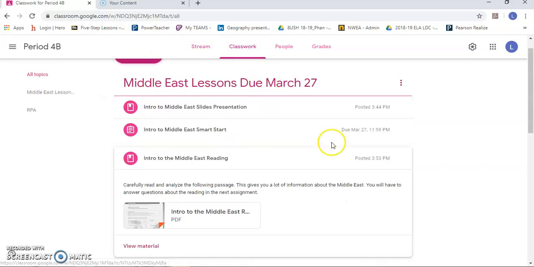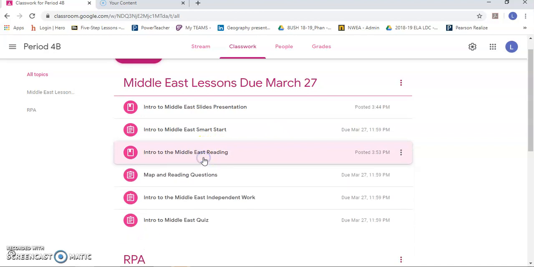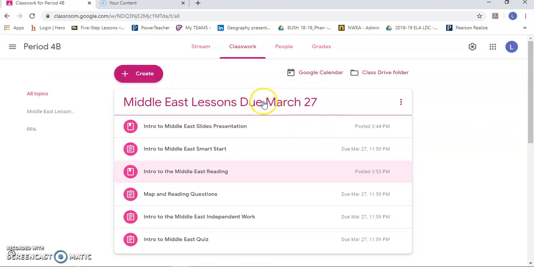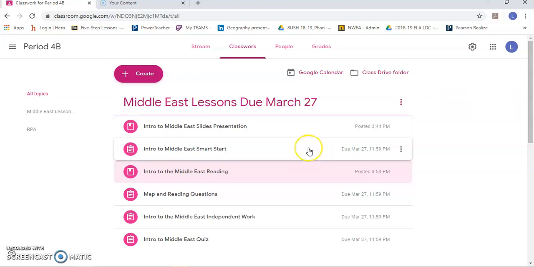So here you can see I've made a new folder for us. It's called Middle East Lessons due March 27th. There are 4 short assignments that go with it. It shouldn't be too difficult. They will be due on March 27th, but like you normally would in class, you can turn these in whenever you would like, before March 27th. So if you finish this one today, you can turn it in today. And you go from the top to the bottom.